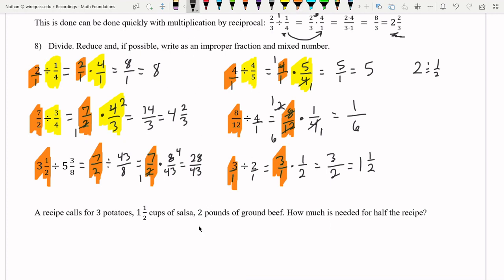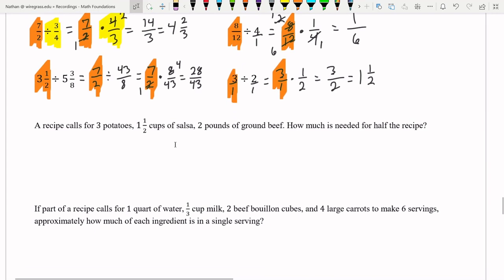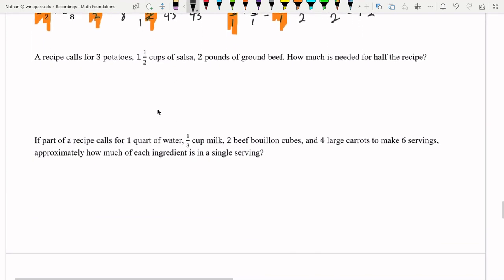Okay, let's look at some application type problems. We have a recipe that calls for 3 potatoes, 1.5 cups of salsa, 2 pounds of ground beef. How much is needed for half of the recipe? Half of the recipe means we're going to just cut it in half or divide by 2. So we have 3 divided by 2 for the potatoes.